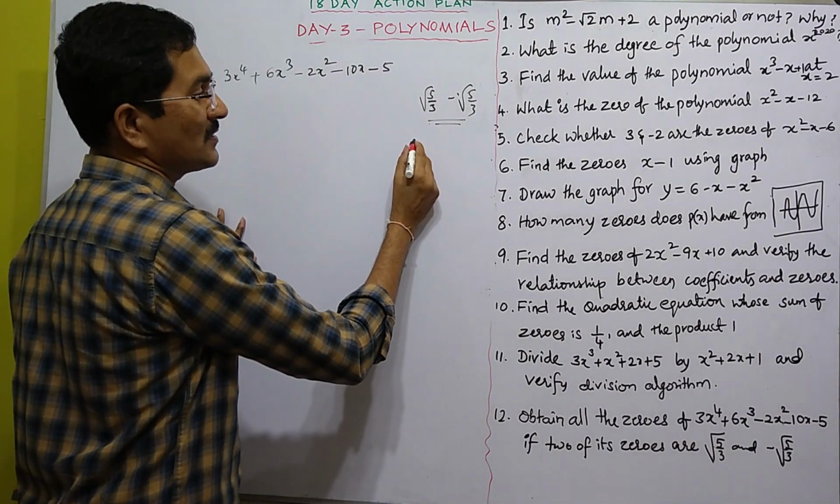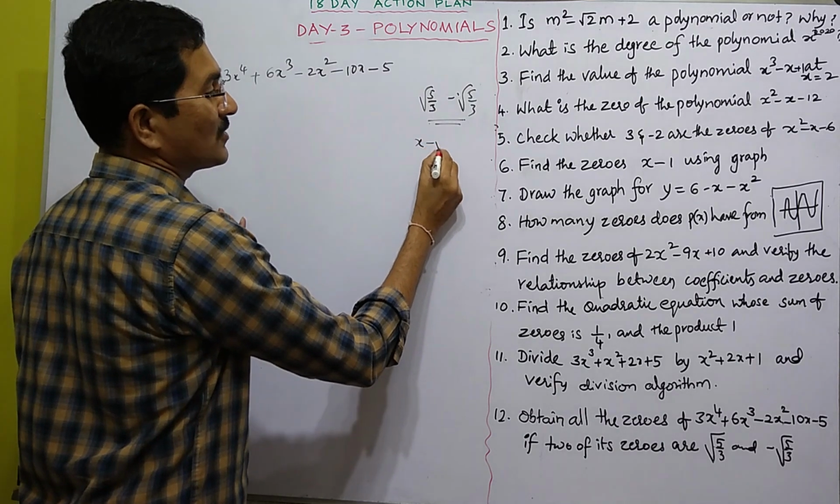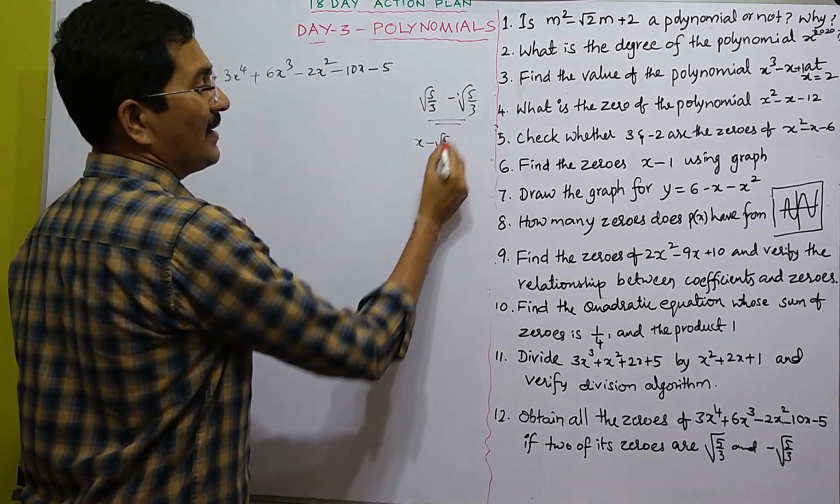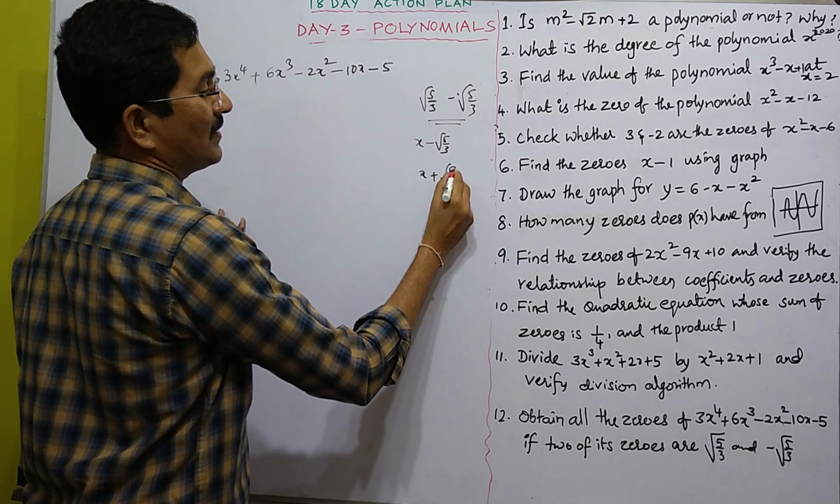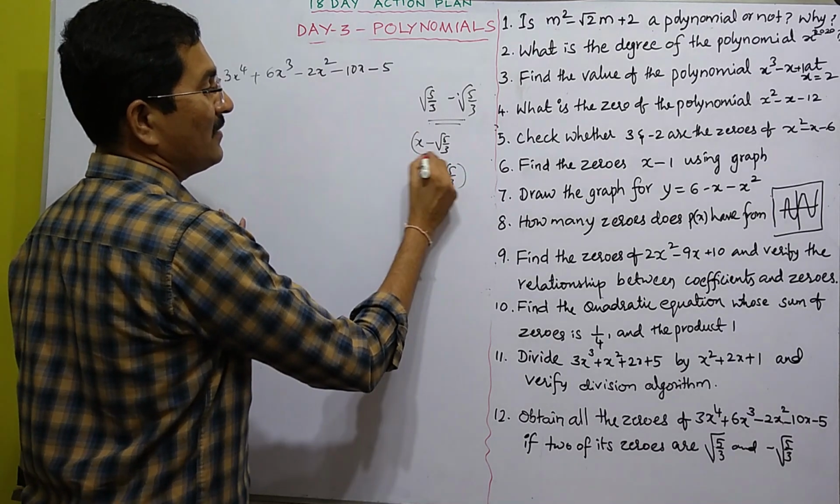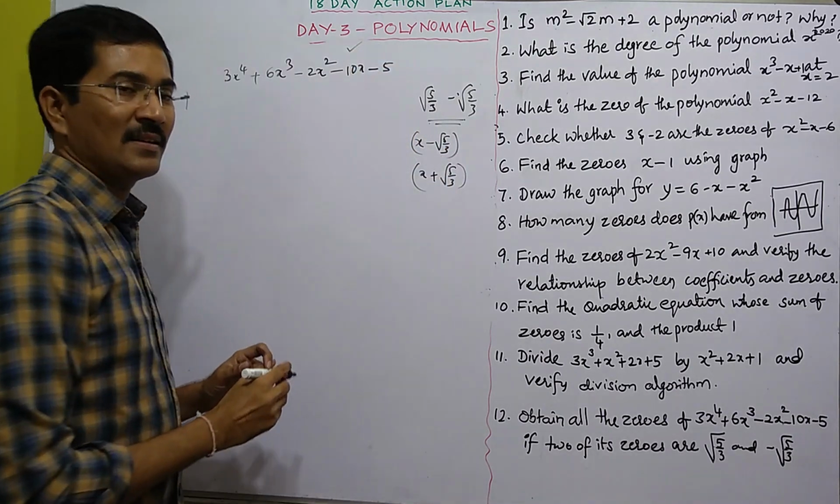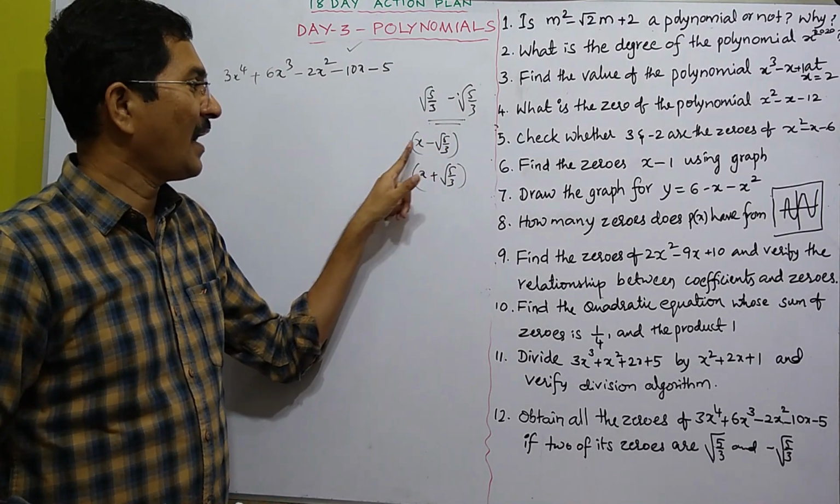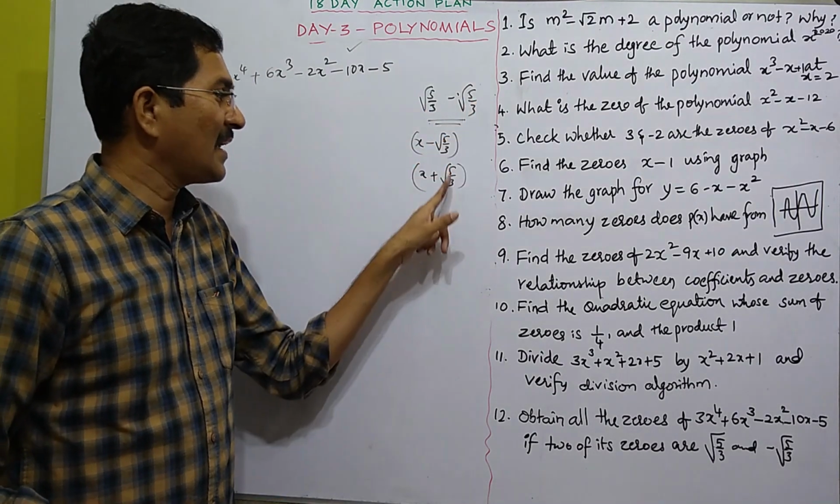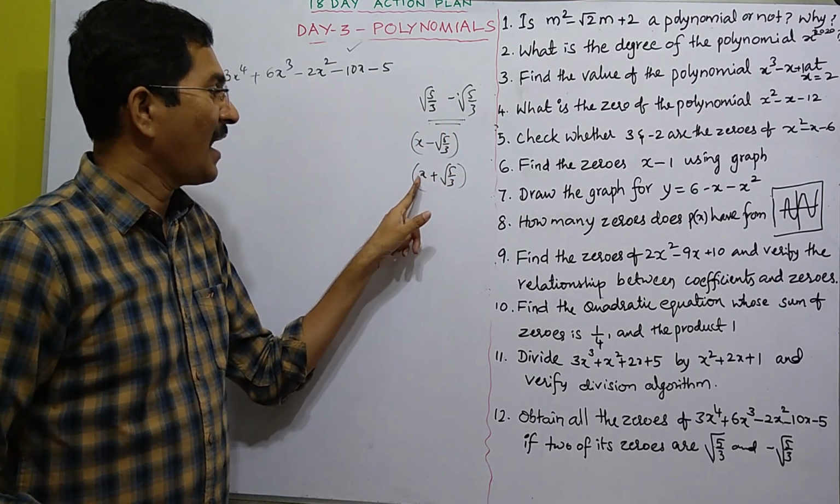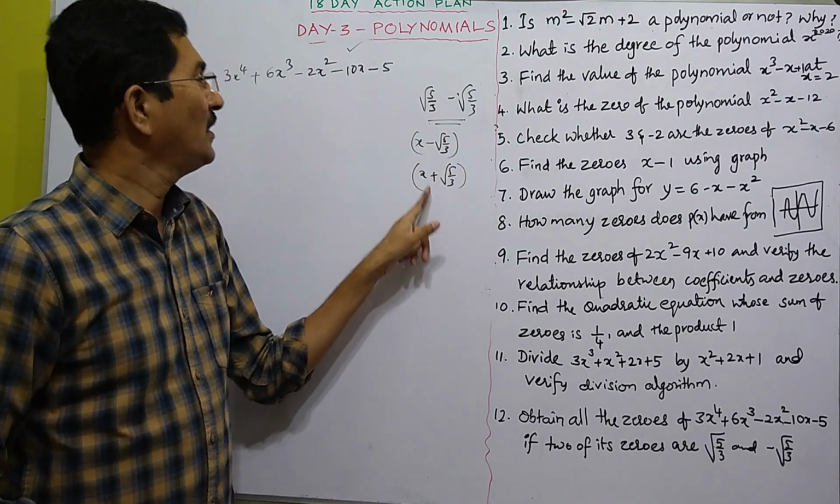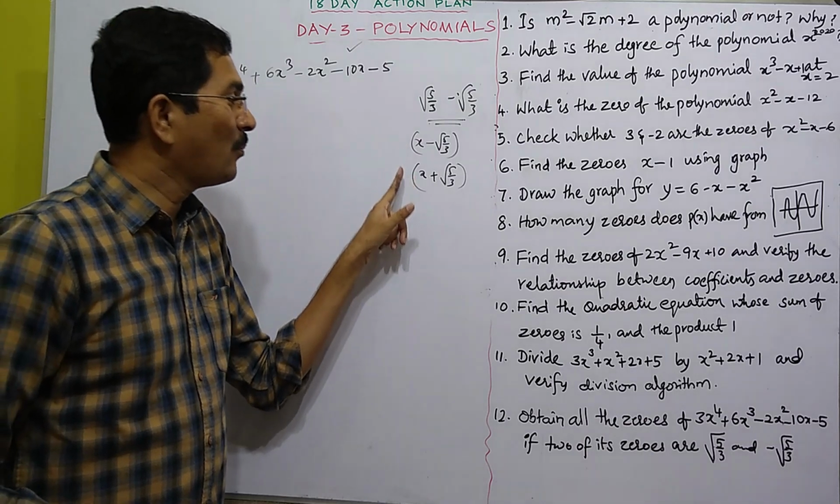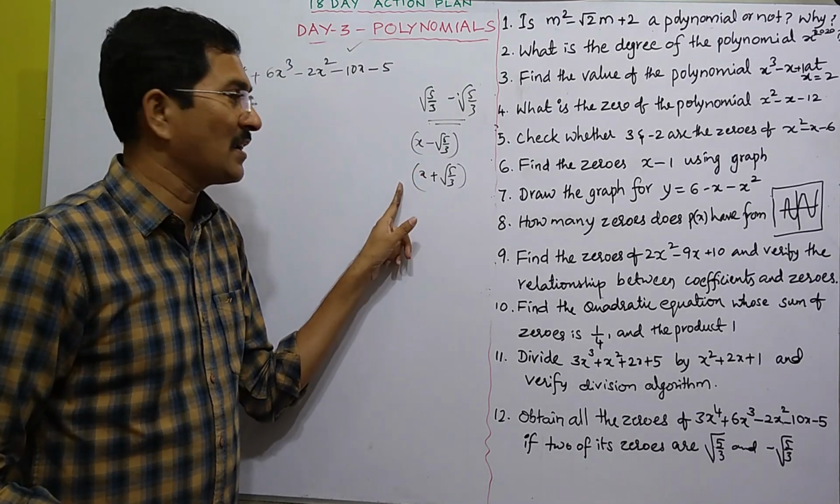If these are zeros, then x minus root 5 by 3 and x plus root 5 by 3 are also divisors of this one. That means you will put the same with the sign changed and put x. They will both divide this one, and they are both co-primes definitely.